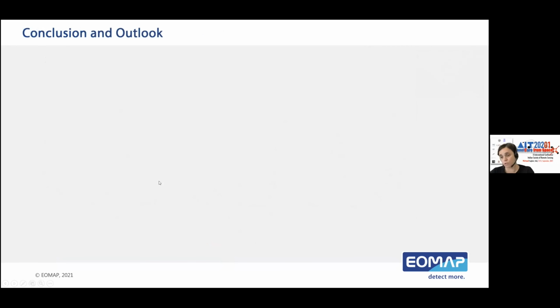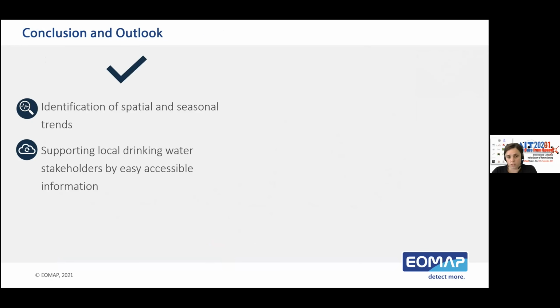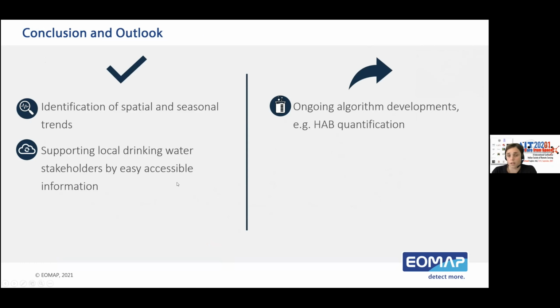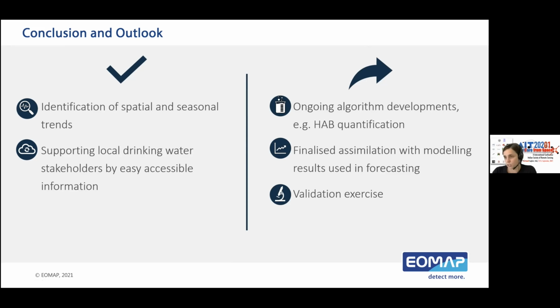Okay, so this is already coming to my conclusions. So we can identify spatial and seasonal trends. We can support the local drinking water stakeholders with easily accessible information, for example, through the web platform. But still we have ongoing algorithm developments like the harmful algae bloom quantification, the finalization of the assimilation with modeling data, and also further validation exercises with in situ data.